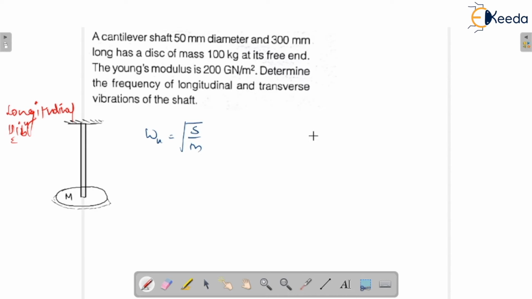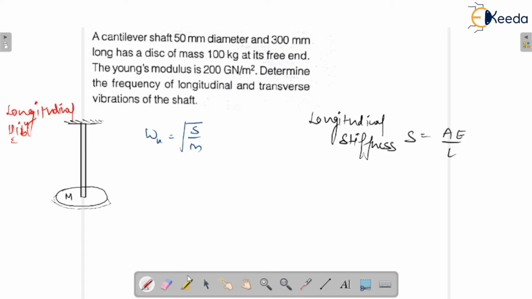But what is S? S is generally known as stiffness. In case of transverse vibrations, it is transverse stiffness, and in case of longitudinal vibration, it is longitudinal stiffness denoted as S. So it would be equal to AE upon L, because these are longitudinal vibrations. The vibration is taking place along the length of the shaft, so that's why it is longitudinal vibration.